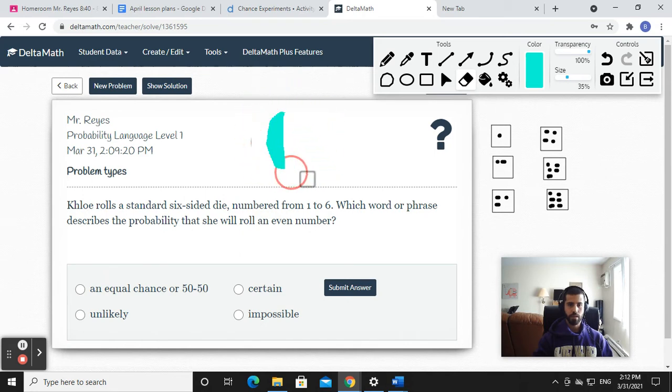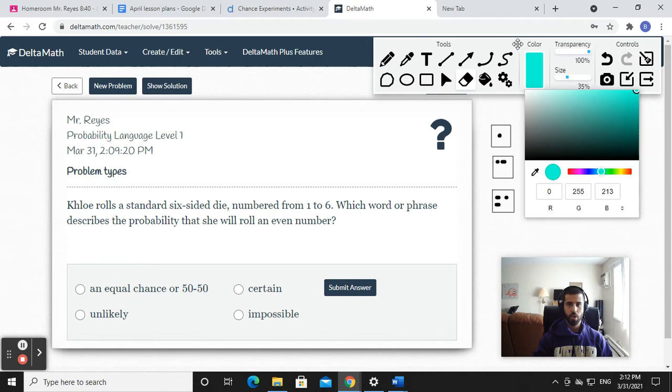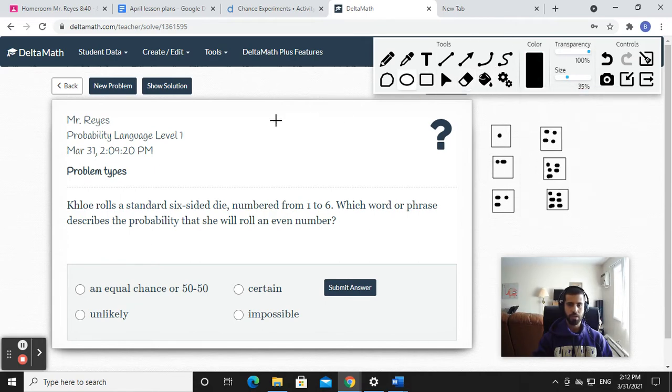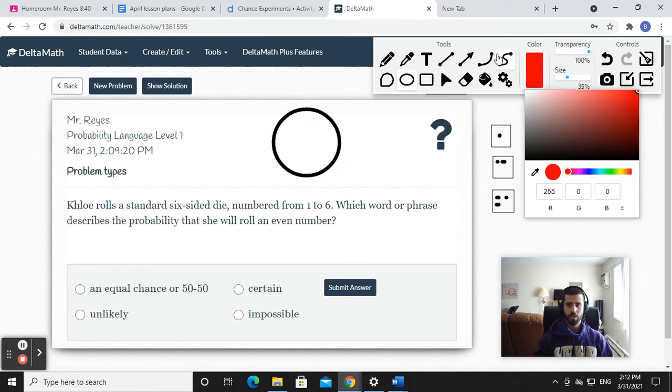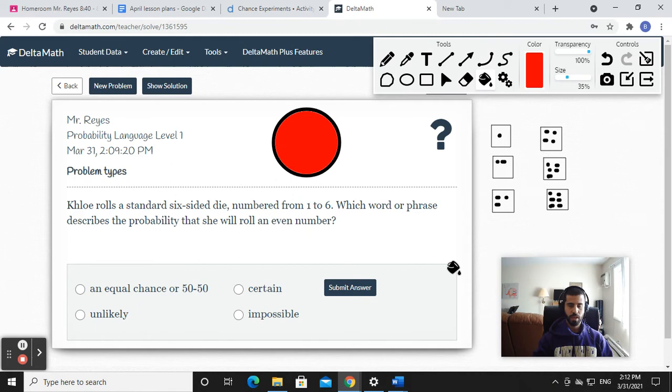And then certain would mean it is 100%. Like, there's no way this wouldn't happen. So that would be if the spinner was completely one color. If the spinner were completely one color, that would mean it is certain that it will land on red, and impossible that it would land on blue, because there isn't even a blue space to land on. So it's impossible.